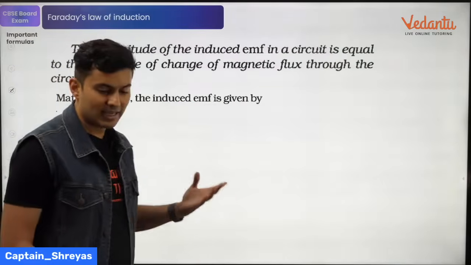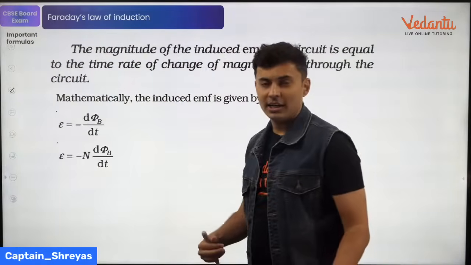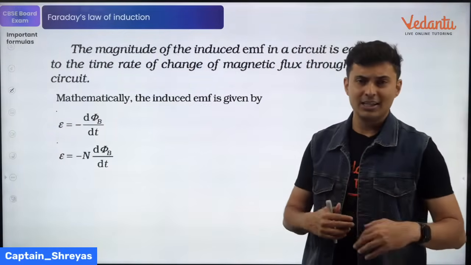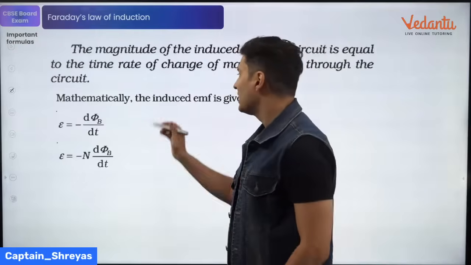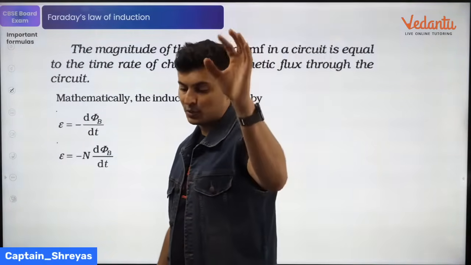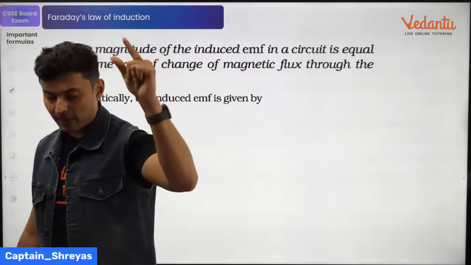This is our next statement, and that is Faraday's law. Faraday's law says that the EMF generated in a coil is how quickly you are able to change the flux. That means the rate of change of flux is nothing but the induced EMF. Everybody with me?